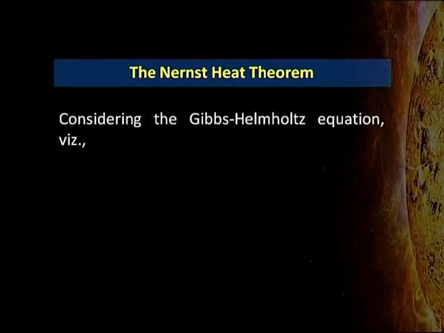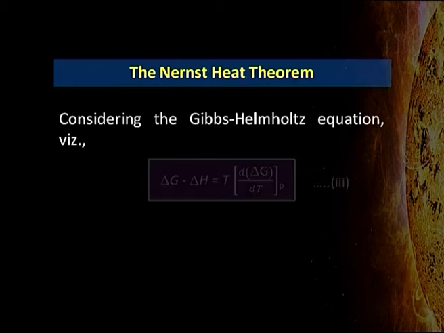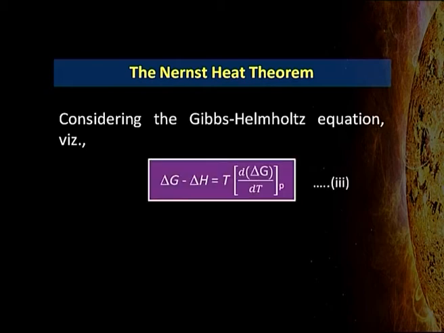Now, considering the Gibbs-Helmholtz equation in terms of delta G and delta H, delta G minus delta H is equal to T d delta G by dT at constant pressure. This is equation number 3.